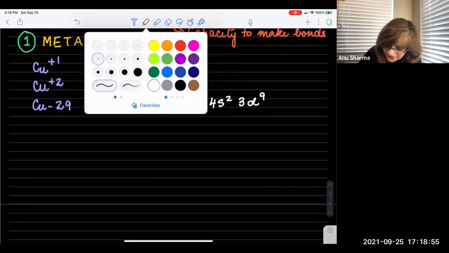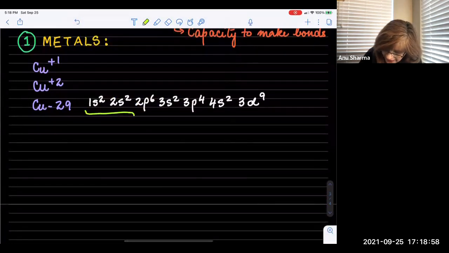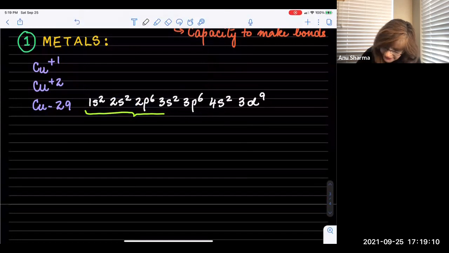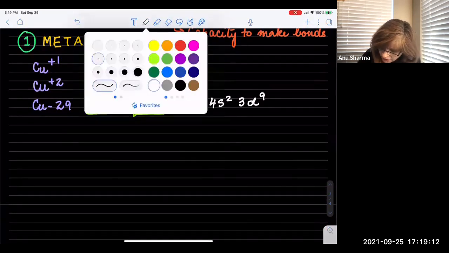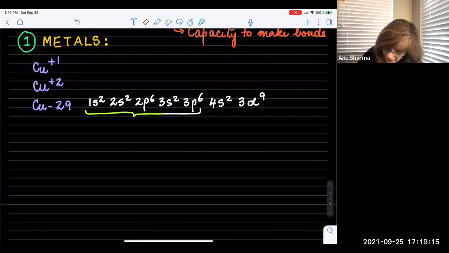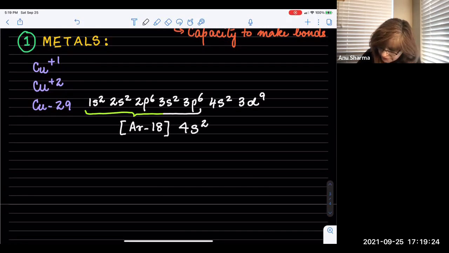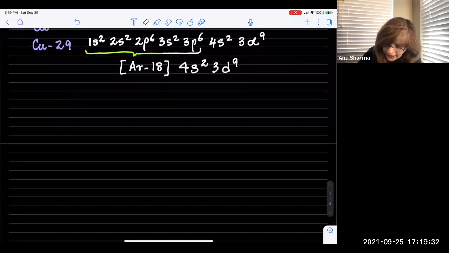In this case, let's look at the inner core, which is that of argon. This is 3p6. So we have this inner core of argon, and you can put these 18 electrons here so that we can just focus on the outermost electrons. So we have 4s2 and 3d9.